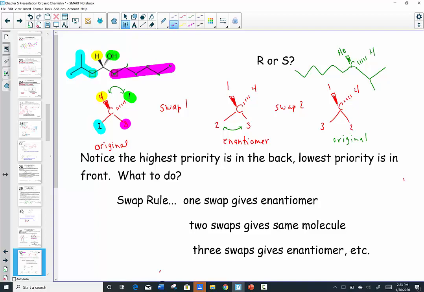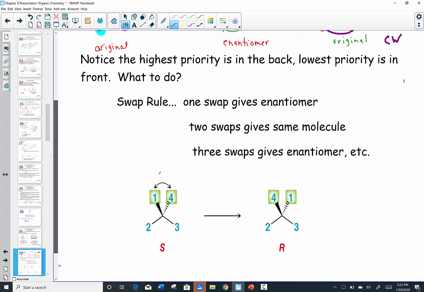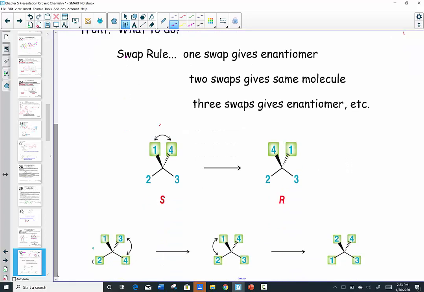And when I swap this, I can clearly connect my numbers 1, 2, 3 to find that this is an R configuration. I swapped once to get the enantiomer. I swapped twice to get the original molecule back. Two swaps allowed me to get the lowest priority in the back. The highest priority came to the front, and I found a clockwise configuration, an R. Now, all of those swaps allowed me to get back to the original molecule, right? So that's what we did.